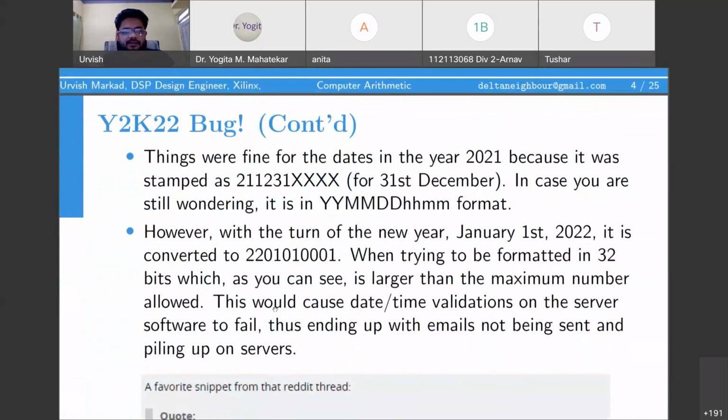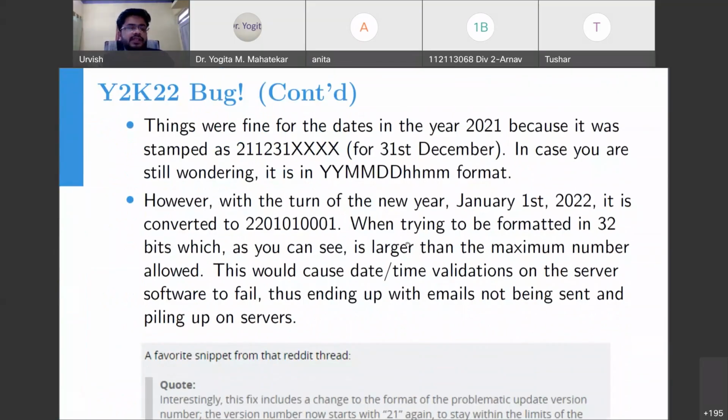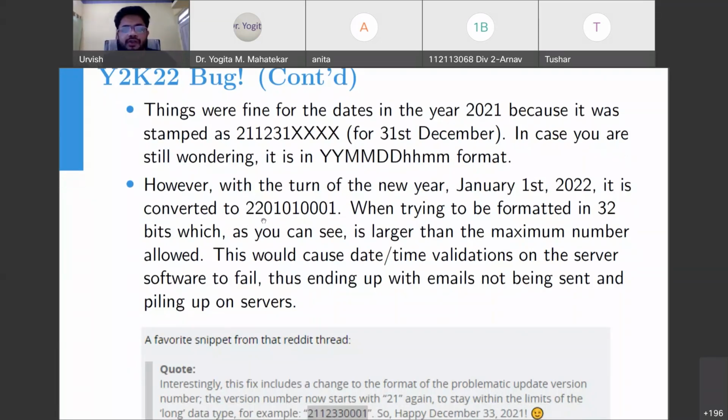Now what happens there? Let us start. There's a concept called a timestamp, which is associated with that particular software and is given in the format YYMMDD and then hour and minute. On the starting day of the New Year, this timestamp was something like this. The number used to store this timestamp was nothing but a 32-bit integer. It got tripped off, because this number, 2201010001, is higher than the number which a 32-bit integer can accommodate. As a result, it started giving erroneous dates.